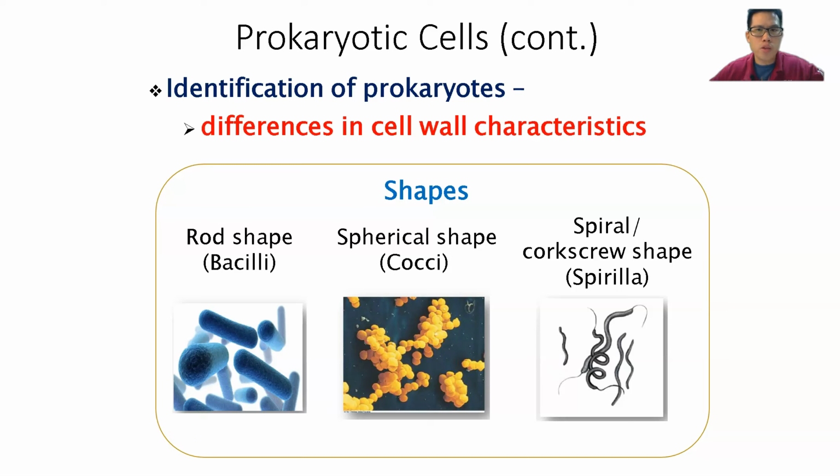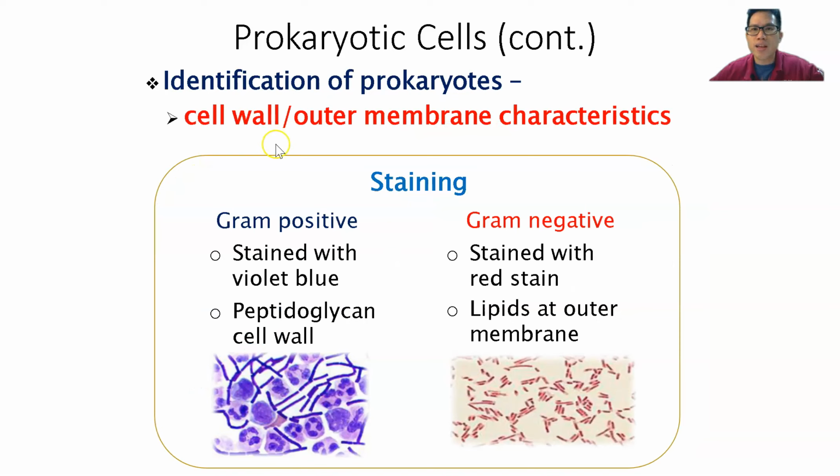Other than the shapes, there's a difference in terms of their cell wall or outer membrane characteristics. You differentiate them through staining, which means they stain on the surface. They use different types of staining and the bacteria stain differently. For example, if it's gram positive, they can stain with violet blue and appear as a purple color. This is because they have the peptidoglycan cell wall. Because of this peptidoglycan cell wall, they can be stained by this violet blue.